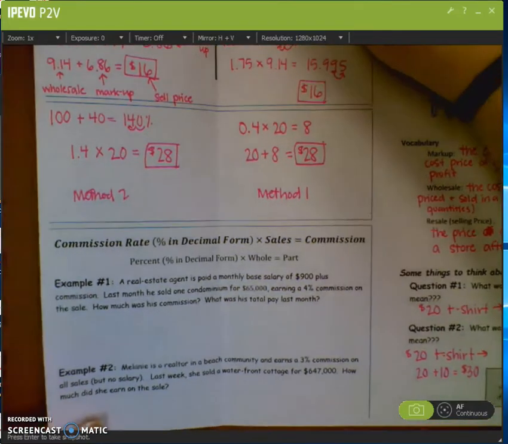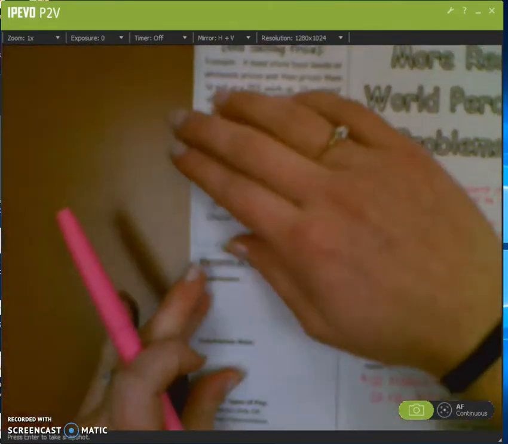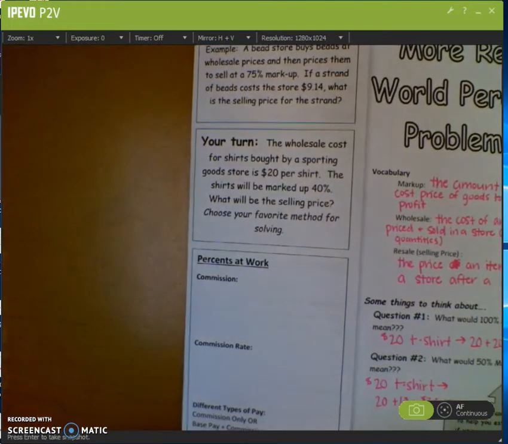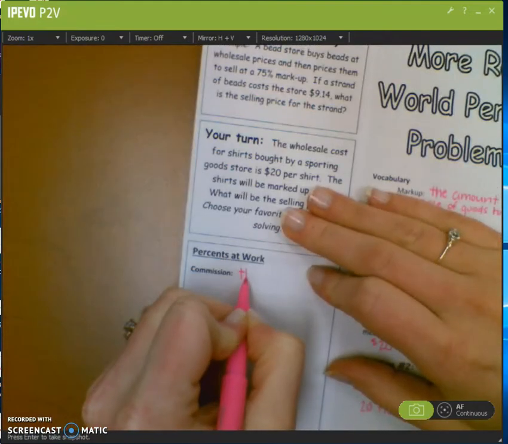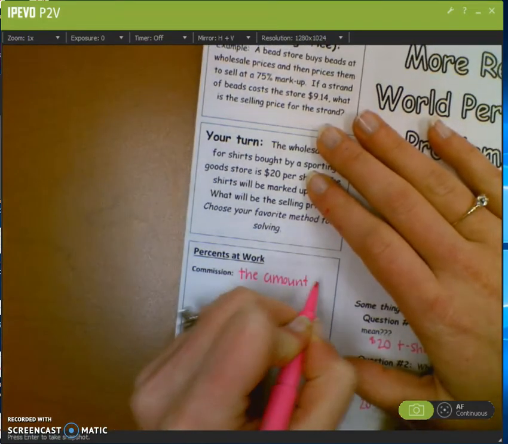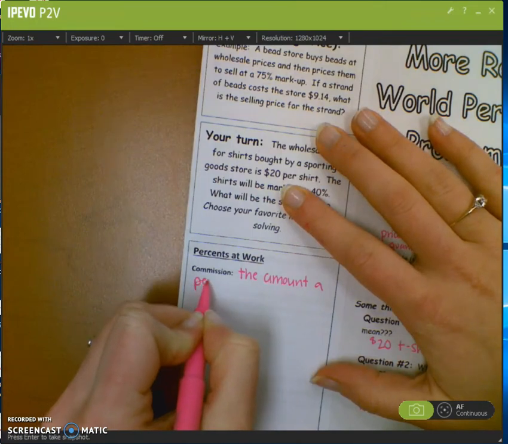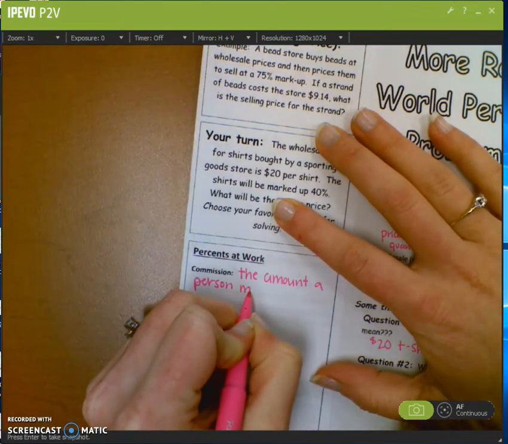Okay, so the last thing that we're going to talk about here is commission rate. And if you look over here, we have percents at work. So I'm going to talk about commission and what commission means. So if you aren't sure, commission is the amount a person makes from a large sale.